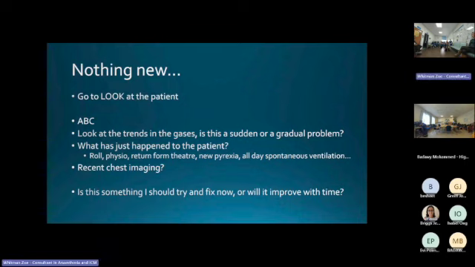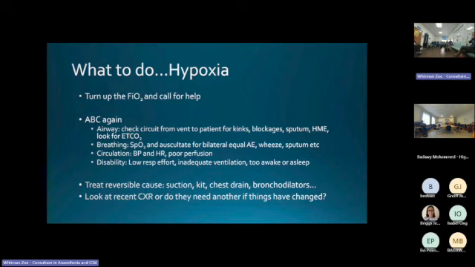Or they've got a fever. Have they had a chest x-ray recently that we can look at? Did they have one this morning that was fine and when they were okay? Or is there something that nobody's noticed yet? So if they're hypoxic, the quickest thing to do is turn up the FiO2. That will make it all a bit better and give you a bit of time to figure out why they're hypoxic and what you're going to do about it.